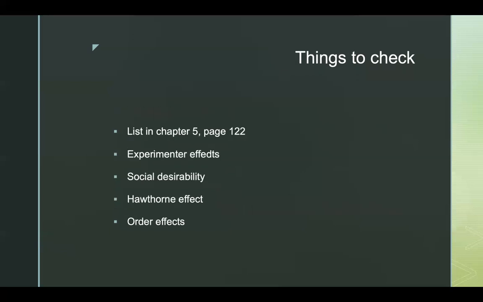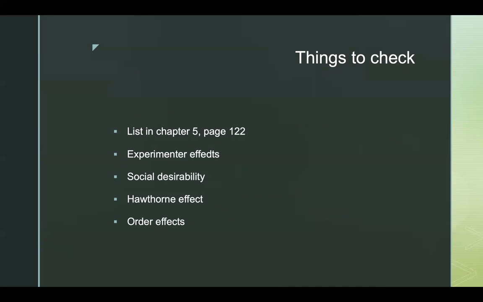More things to check are listed in Chapter 5 on page 122, and I would suggest you look over those. Some of those we have already talked about today. There are other ones. Wow, I've missed effects. I'm typing this so fast, I apologize. Experimenter effects are one. Social desirability, Hawthorne effect, and other effects are all listed in your book and in the chapter. So make sure you look at those as well when you're doing a check for internal validity.